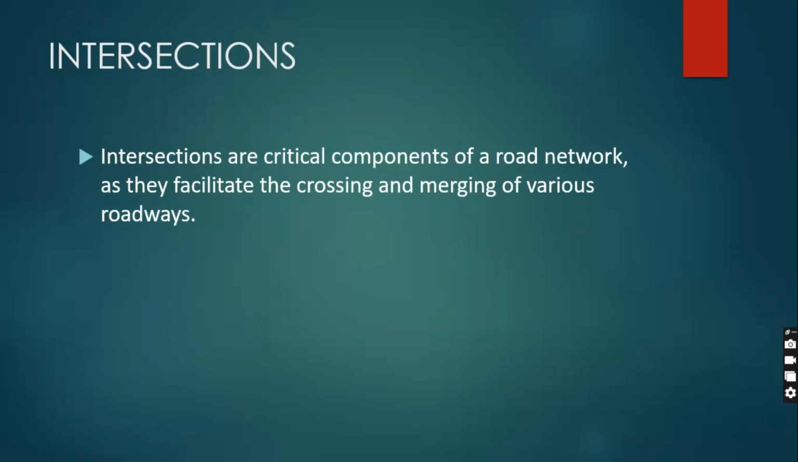We have the intersection. Intersections are critical components of a road network as they facilitate the crossing and merging of various roads, as we can see here. And we have different types of intersections. Different types of intersections are designed based on the traffic volume, speed, the road characteristics, and surrounding areas. And we're going to be looking at some types of intersections.